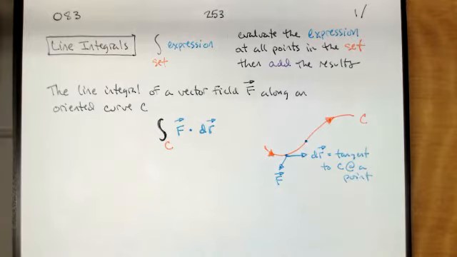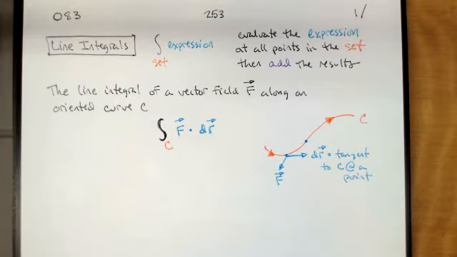We integrate an expression over a set. This shows up in many forms. It could be the integral from a to b of f of x dx, in which case f of x dx is the expression, and the interval from a to b is the set. The idea is that we evaluate the expression at all the points in the set, then add up the results.